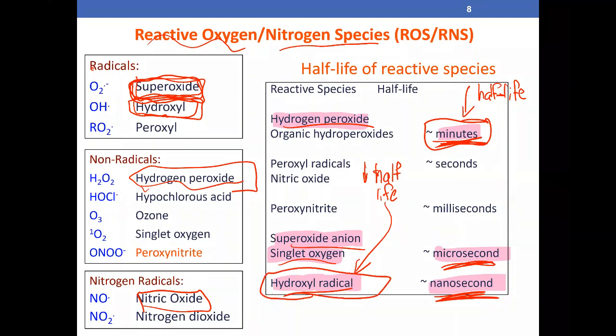So the hydroxyl free radical is one of the most powerful free radicals in the body that gets generated. And it's very bad. That's why it only lasts for a few seconds.